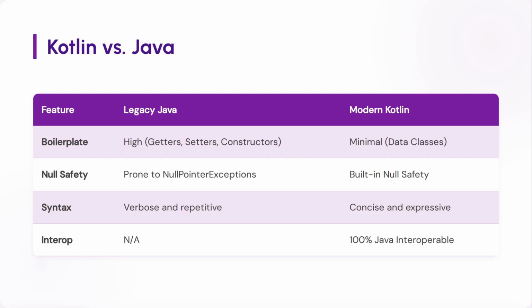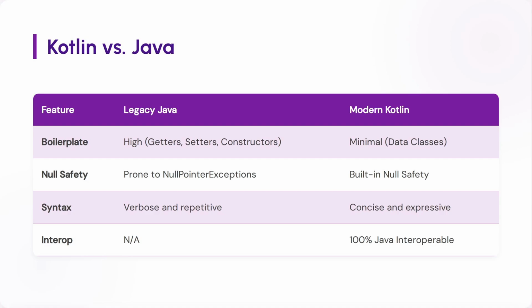Java has a lot more boilerplate code. If we take a simple example, suppose we have to write a class, right? We have to write its getters, setters, and constructors too. But in Kotlin, we just have to write a data class, which we'll also see in the upcoming videos, and also in an example in the next two to three slides.